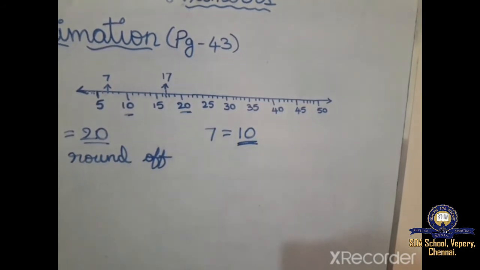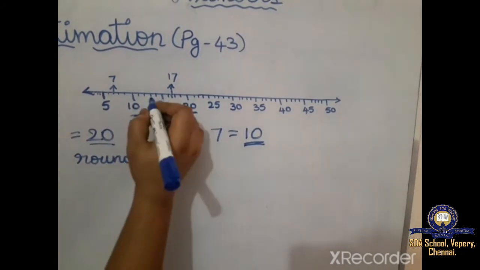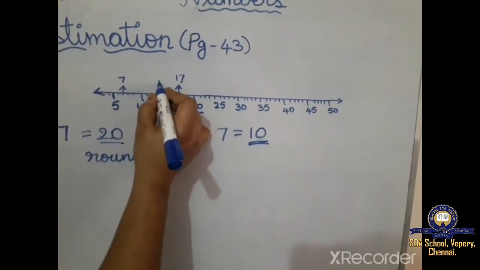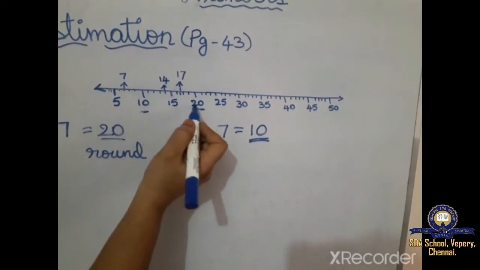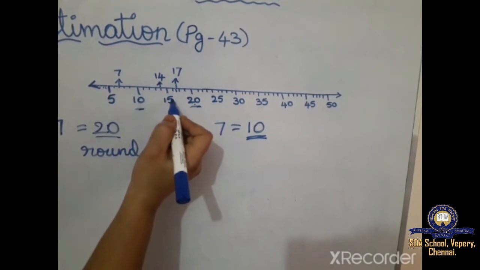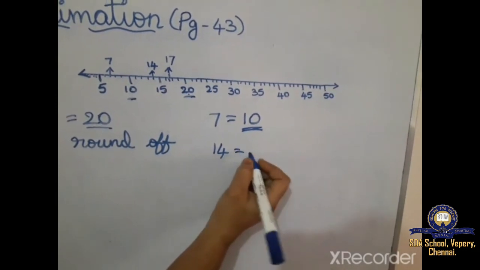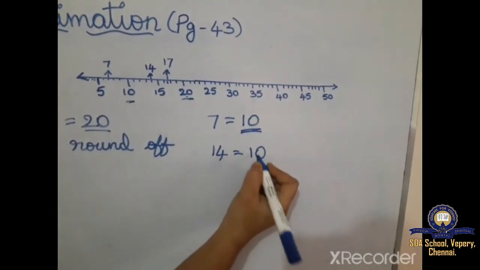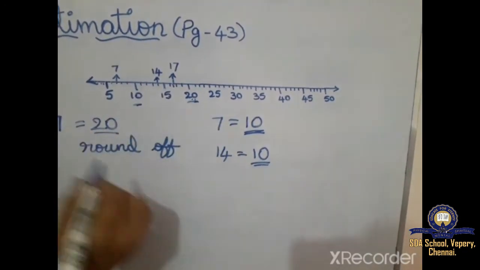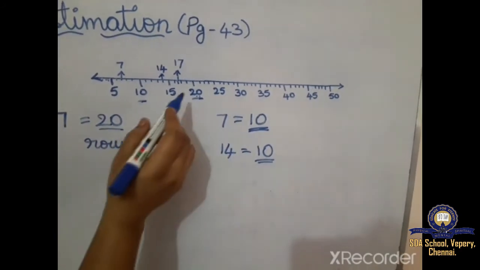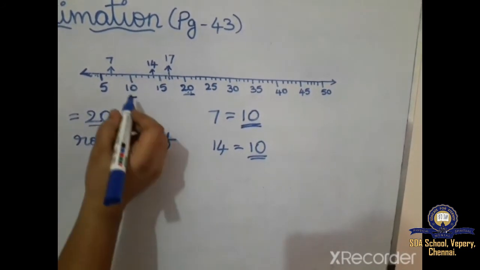The round off number for 7 is 10. If it is 14, it is between 10 and 20, but it is less than 15, so it should come 10. We will not write 20. Only if it is greater than 15, we will write 20. If it is less than 15, the values on this side of 15, we will write 10.